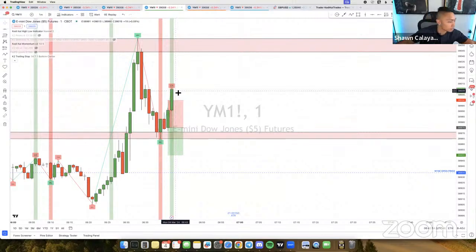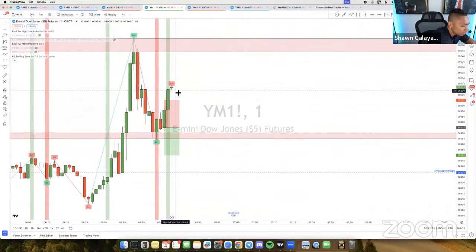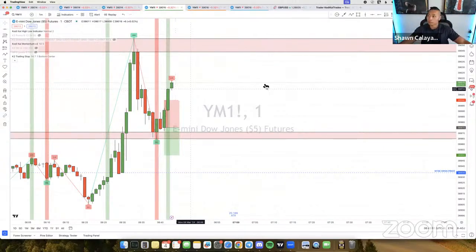Let's see if I can fix this here. Sometimes it's kind of weird because the trade alert doesn't work on my end when making the noise. I was hoping it would make the noise, but it didn't this time.